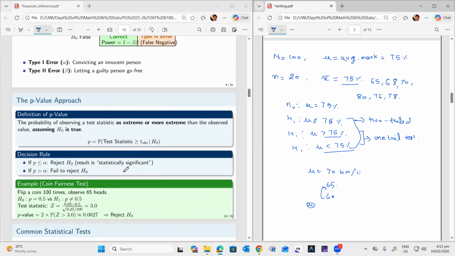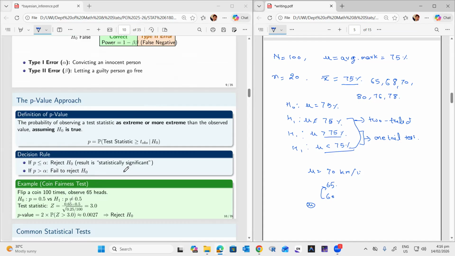So here, the p-value approach that we use to find out whether we should accept the null hypothesis or reject the null hypothesis. It is the probability of observing a test statistic as extreme or more extreme than the observed value, assuming that H naught is true. So P is basically the probability that the test statistic is greater than or equal to the observed value under H naught. That is called your P value.